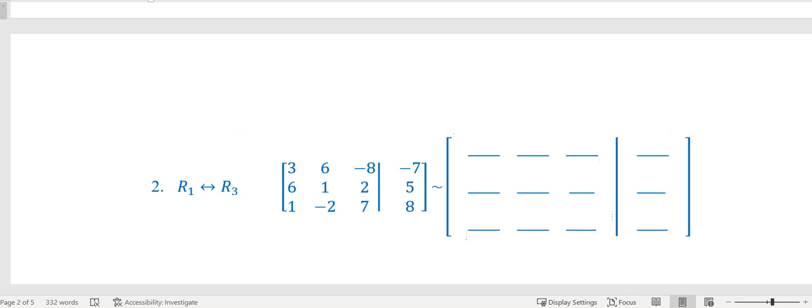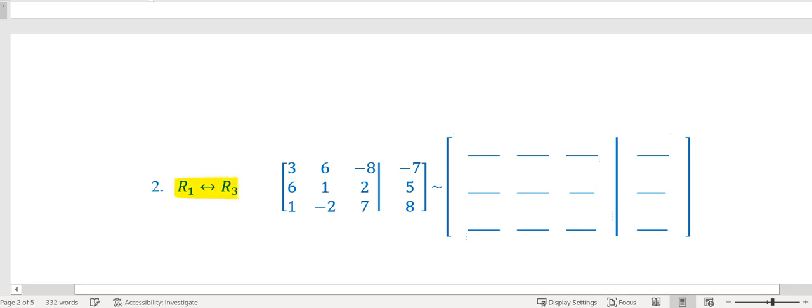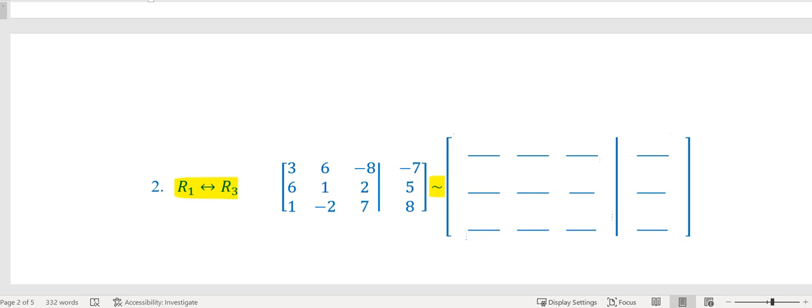Let's do another example. Row 1 interchanges with row 3. So when you do that row operation, what do you get? Row 1 becomes row 3, so 3, 6, -8, -7 is row 3. Row 3 becomes row 1: 1, -2, 7, 8. You don't do anything to row 2. Leave it alone. That's it.